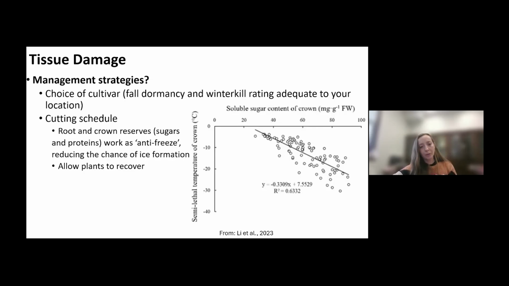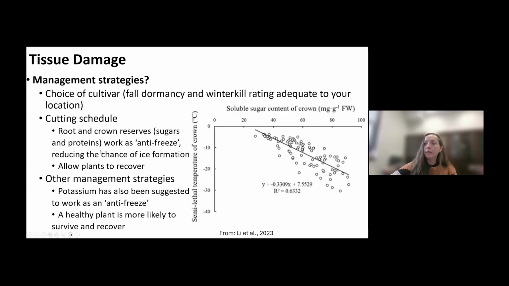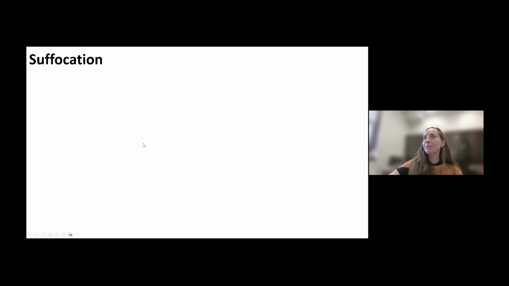How do we make sure that we have enough sugar in the crown and the taproot? By making sure we allow the plants to replenish those reserves. So avoid the fall cut, or simply make sure that you give the plants enough time to recover. Another thing is potassium, which has been pointed out as important in helping withstand winter kill. And remember, a healthy plant is a plant that is going to survive well over the winter.